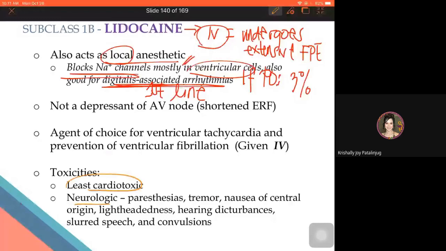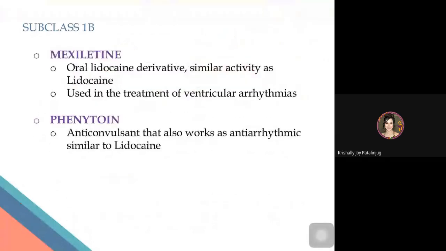Now, since lidocaine is not administered by mouth, ginawa ng mga chemists, mga scientists on drugs, gimodify nila ang structure ng lidocaine. Kasi nga, di ba, hindi pwede siya by mouth. So, gimodify nila ang structure ng lidocaine. That's why we have oral preparations.